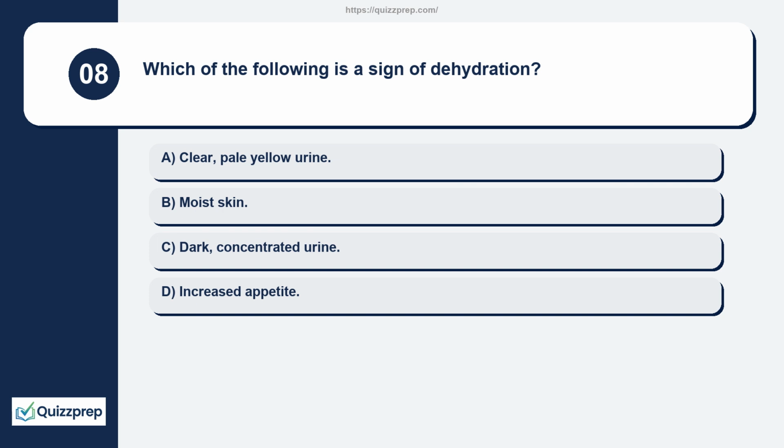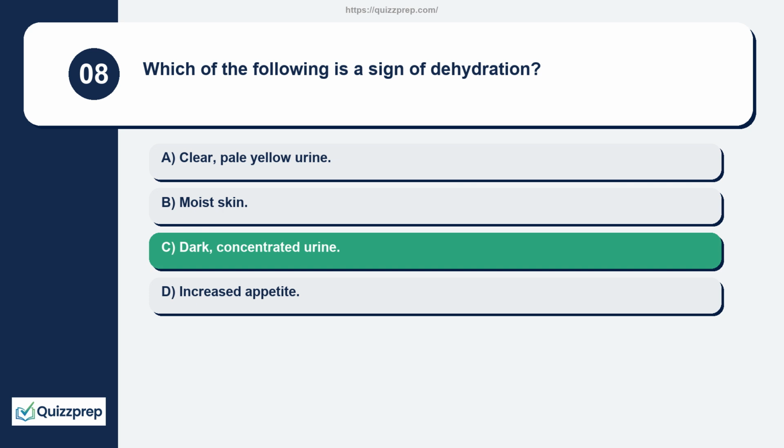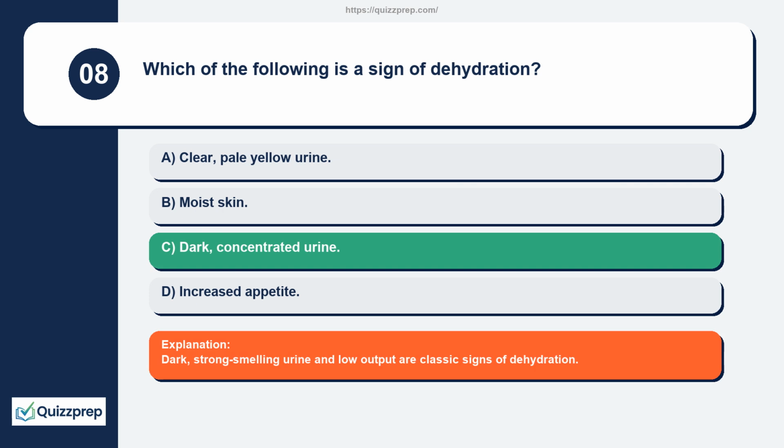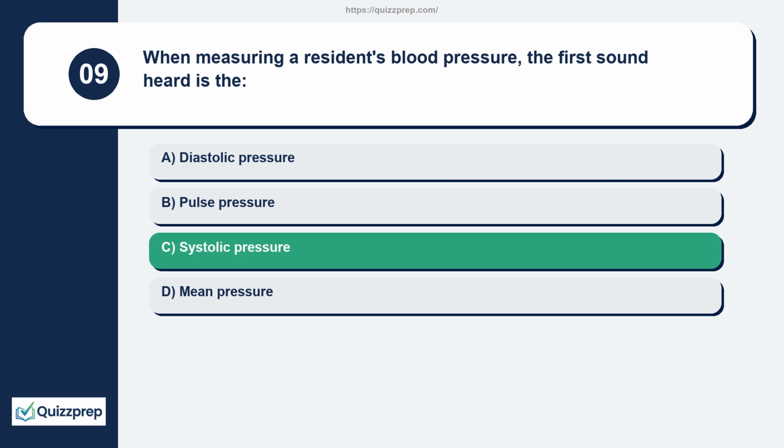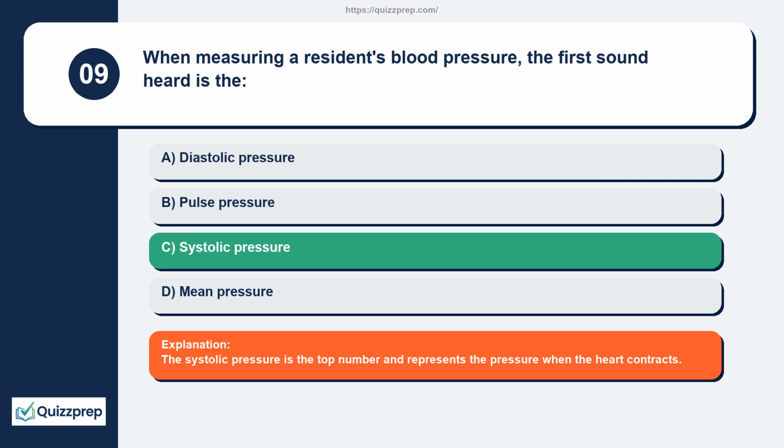Question 8. Which of the following is a sign of dehydration? Clear, pale yellow urine, moist skin, dark, concentrated urine, increased appetite. Dark, strong-smelling urine and low output are classic signs of dehydration. Question 9. When measuring a resident's blood pressure, the first sound heard is the diastolic pressure, pulse pressure, systolic pressure, mean pressure. The systolic pressure is the top number and represents the pressure when the heart contracts.